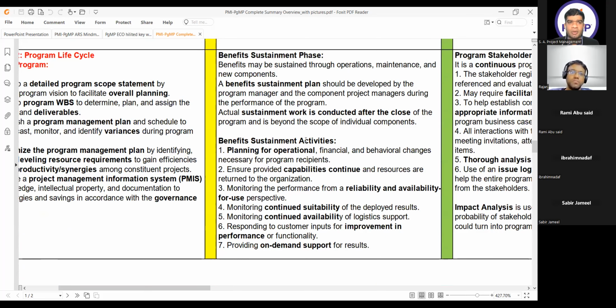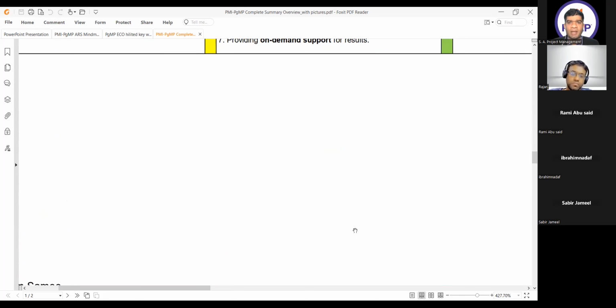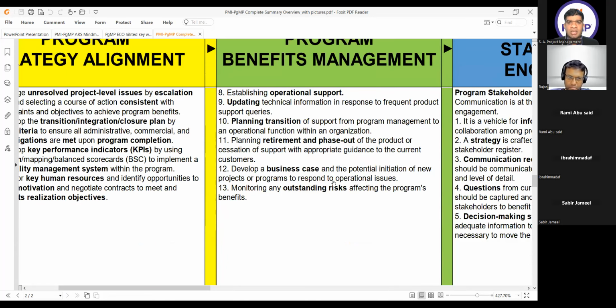I didn't show you this before, just to foster the concept. Whenever he talks to you about operational issues, whether I am making a business case or starting a new program or project, we are in the program closure phase, in the benefit sustainment phase. Is it clear? Okay. Yeah, clear. Okay. So any question on this topic from anyone?